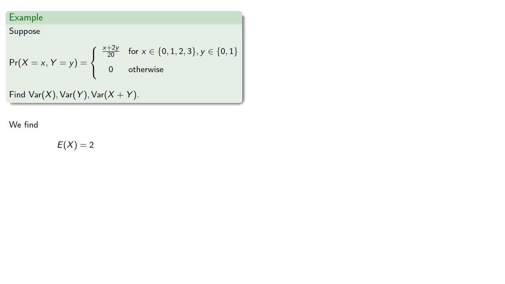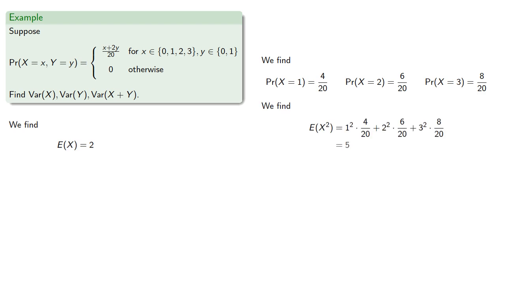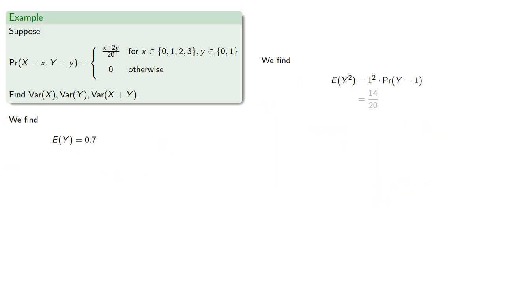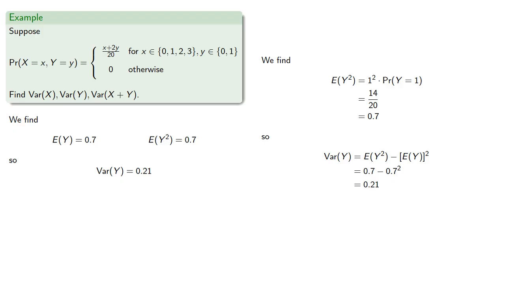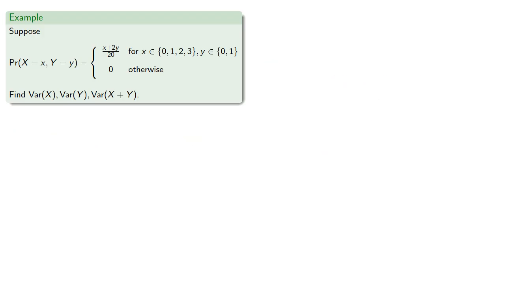And again, if we have a formula that gives us our probabilities, we can find the expected value of x squared and the variance. The expected value of y squared and the variance. And finally, the variance of the sum.